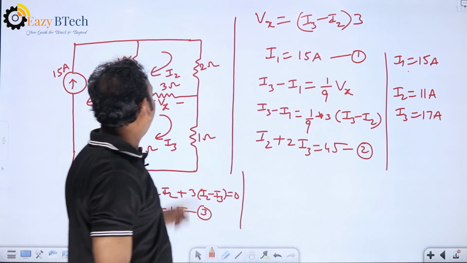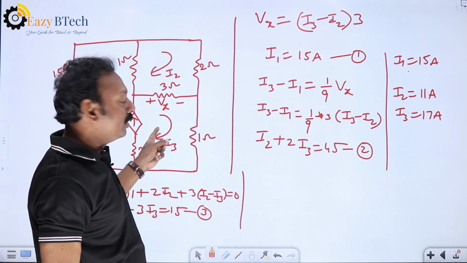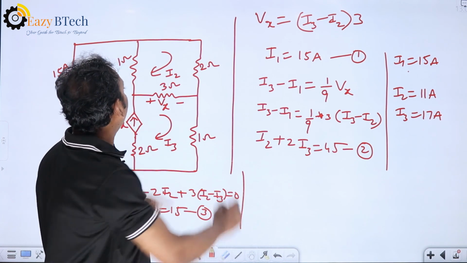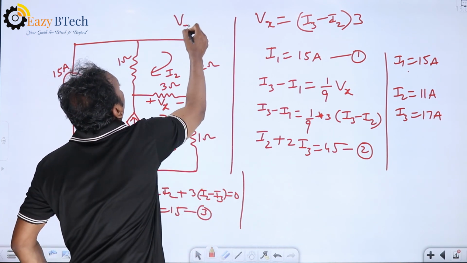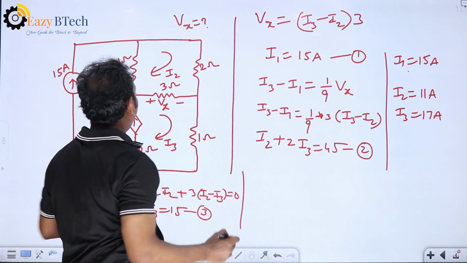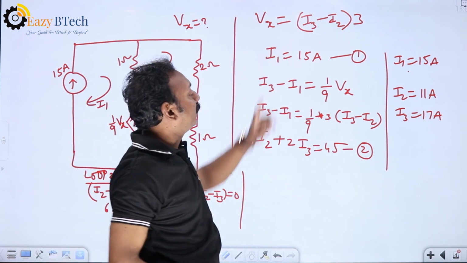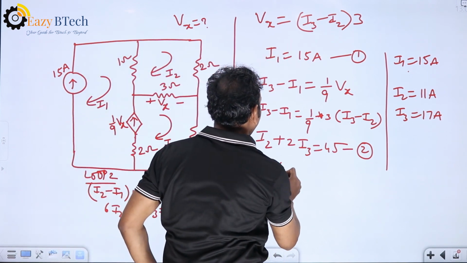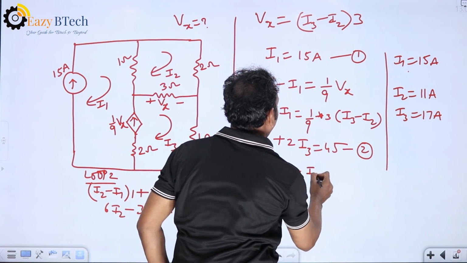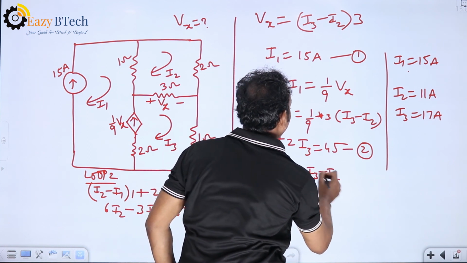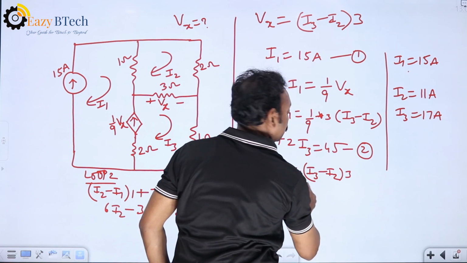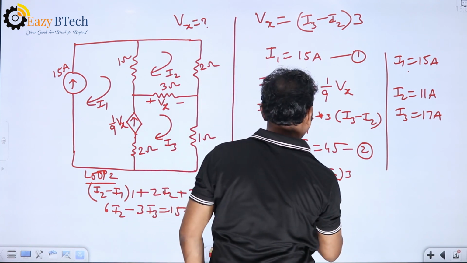Suppose I want to find out the Vx value. How to write it? In this problem we actually have to find the Vx value. How to find the Vx value? Vx we already converted in terms of the loop currents only. That is Vx equals (I3 minus I2) into 3. So we get approximately 18 volts.